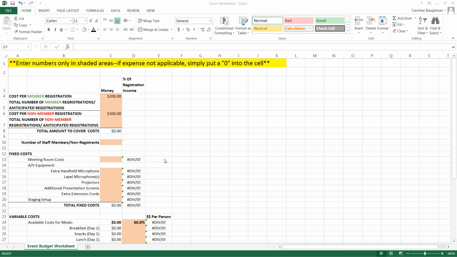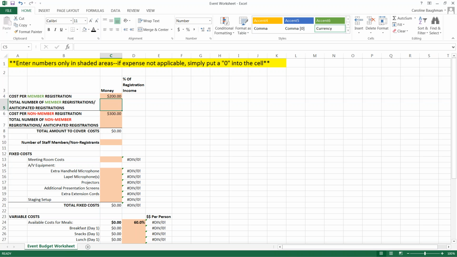So this is a spreadsheet tool that can help you figure out where to start and at least give you a baseline of a break-even point for your organization and its events. I've developed this so that it works really well for our organization, but you can edit it so that it works well for whatever types of events you're putting on.